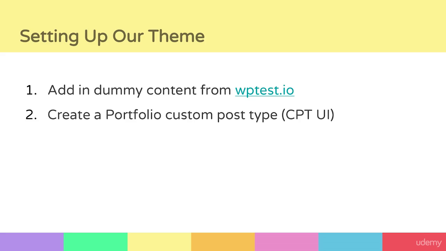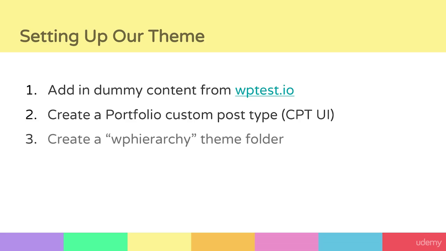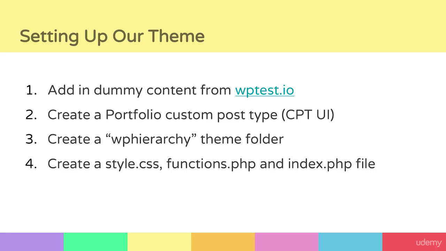Then we get into the actual stuff for creating the theme, and first we're going to create a WP Hierarchy theme folder. This is going to be kind of the namespace or name for our theme. And then inside of that, we'll create a style.css, functions.php, and index.php file. These will be blank to start off, but these are the core files that you need in a theme, so we'll just go ahead and throw them in there to start.